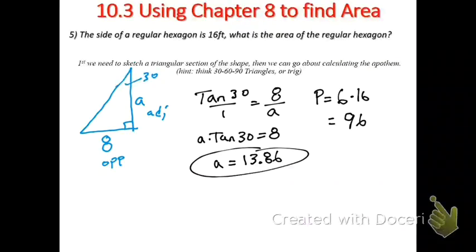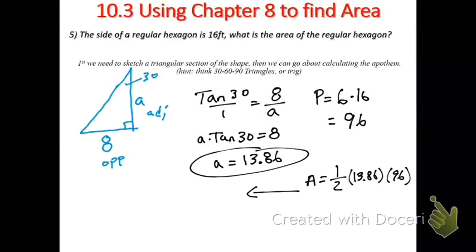So if that's the case, we are going to take our area formula, 1/2 times your apothem times your perimeter. And so when you multiply that all out, you get the area of your regular polygon, or regular hexagon in this case, to be a whopping 665.28 feet squared.